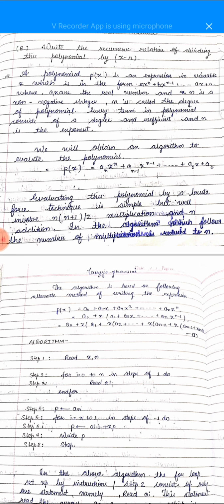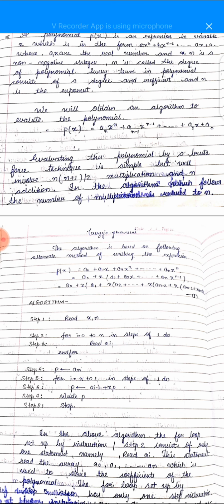We will obtain an algorithm to evaluate the polynomial p(x) = a_n x^n + a_(n-1) x^(n-1) + ... + a_1 x + a_0. Evaluating this polynomial by a brute force technique is simple, but it will involve n(n+1)/2 multiplications and additions. In this algorithm, the number of multiplications is reduced to n.